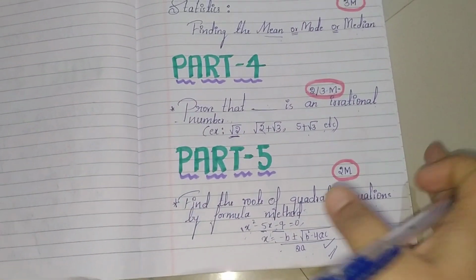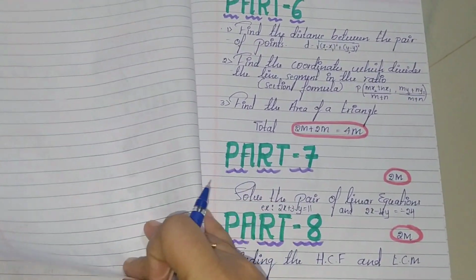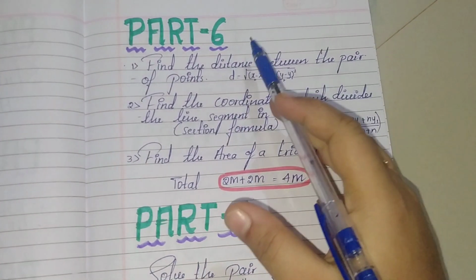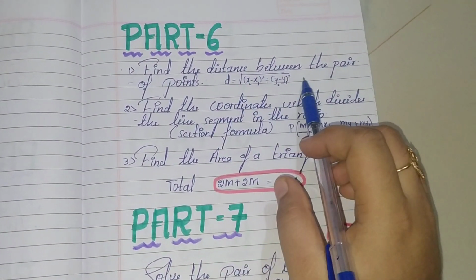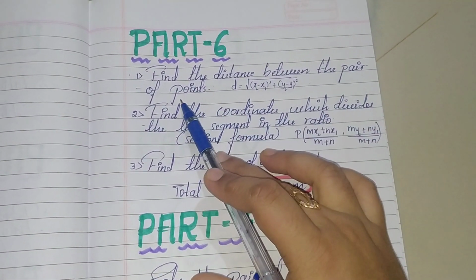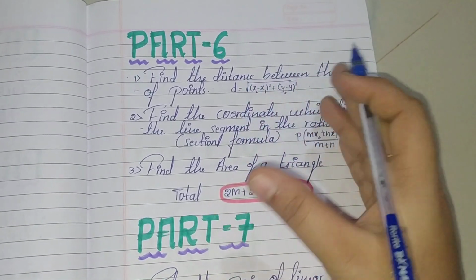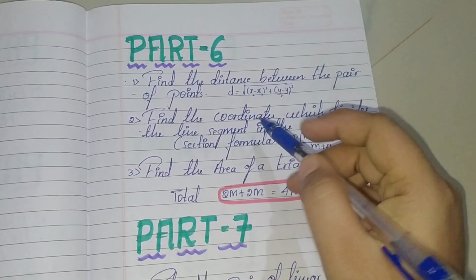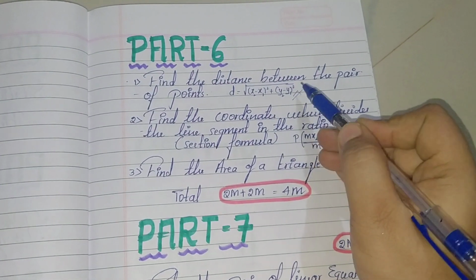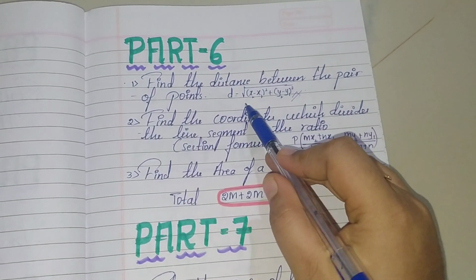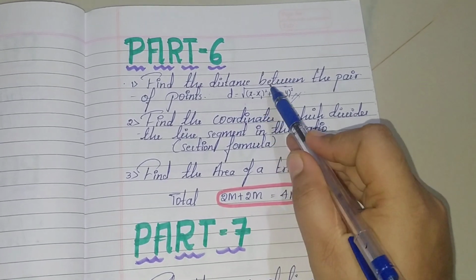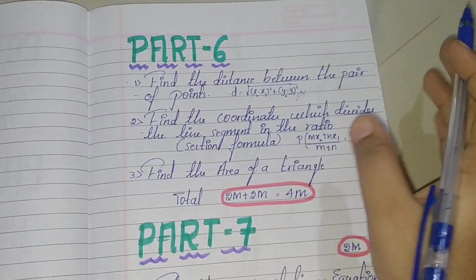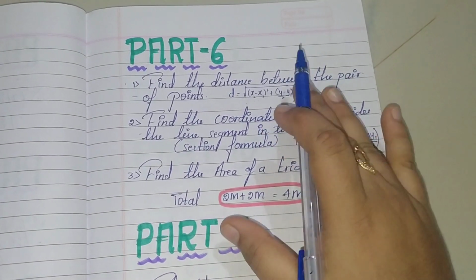Okay, now next we will move on to part 6. Here you can see in part 6, find the distance between the pair of points. They may give two points, and you have to find the distance by using the distance formula, that is root of (x2 minus x1) the whole square plus (y2 minus y1) the whole square. So this is your distance formula. Just keep it in mind.